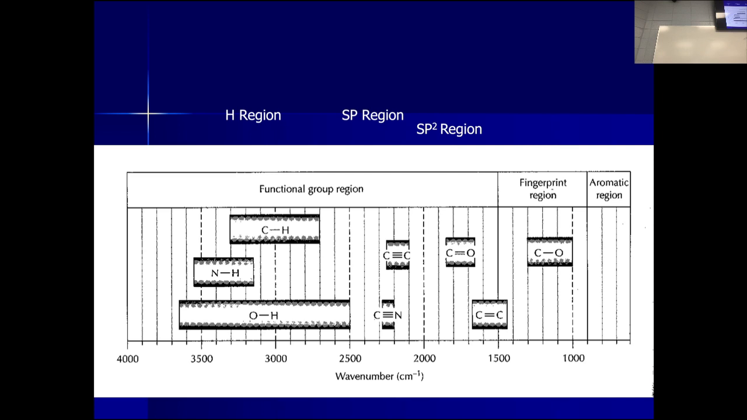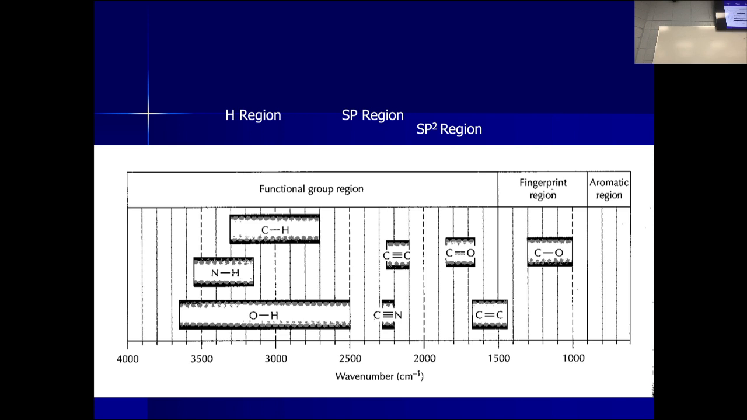What is it? It is the functional group region. Where does the functional group region start in terms of wave number? Right there, 1500. I would go lower to higher. So it starts here.